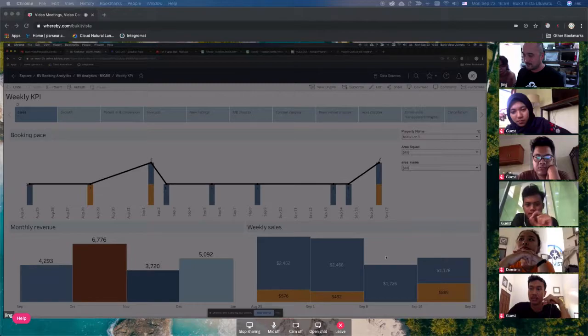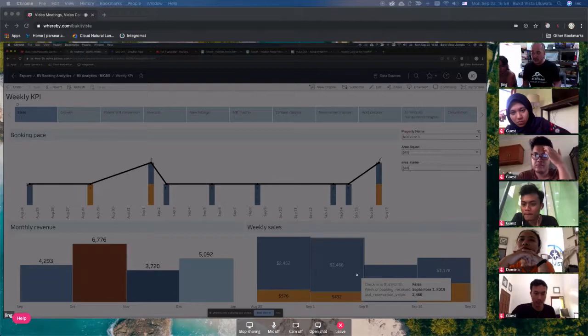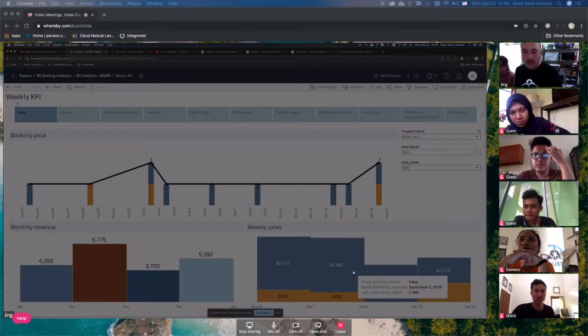I think like a C curve model. So high in the first week and then low at the end of the week. Okay, high in the beginning, low at the end. Okay, what about Wayana? What do you think?